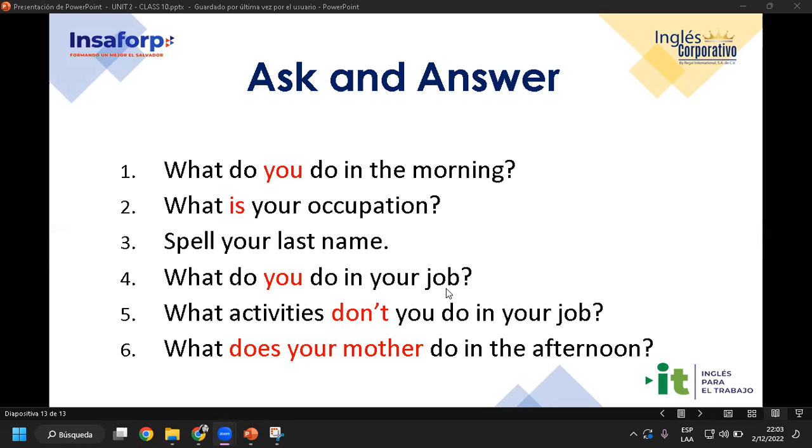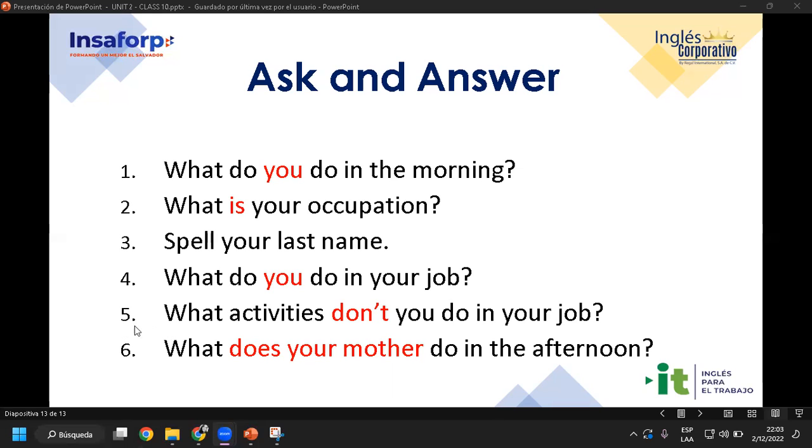¿Cómo digo? Hago llamadas por teléfono. I make phone calls. How can I say ordeno documentos? I order documents. Organize. You can say organize. I organize files. Very good.